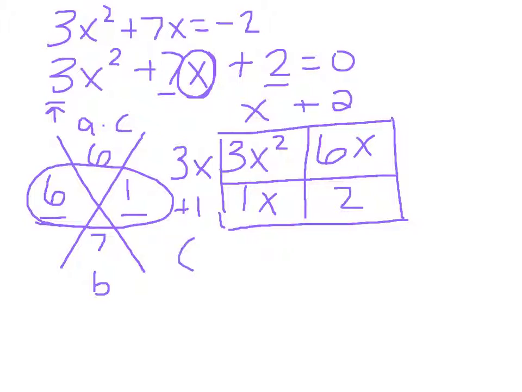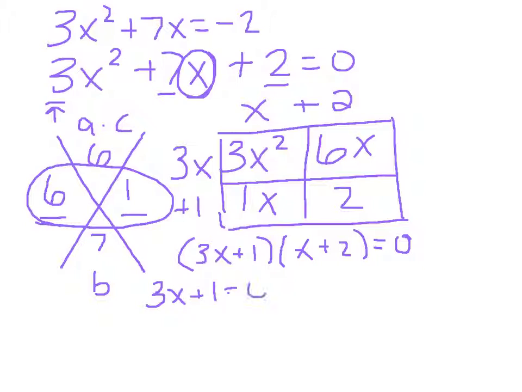The next thing I'm going to think about is writing these two as factors. So I'm going to write my quadratic equation in factored form. And then from this, now I'm able to start finding the solution. So I'm going to split the two factors and set each individual factor equal to 0.